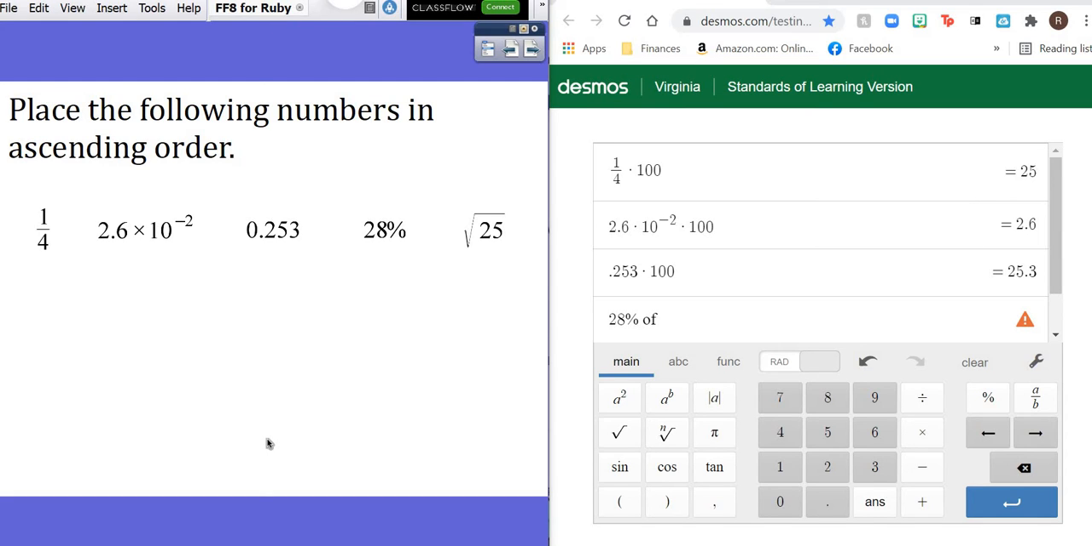Hey everybody, it is time to review for Flashback Friday 8. I know you don't want to order numbers, but until we can get it all right, we're going to continue to order numbers. So here we go.